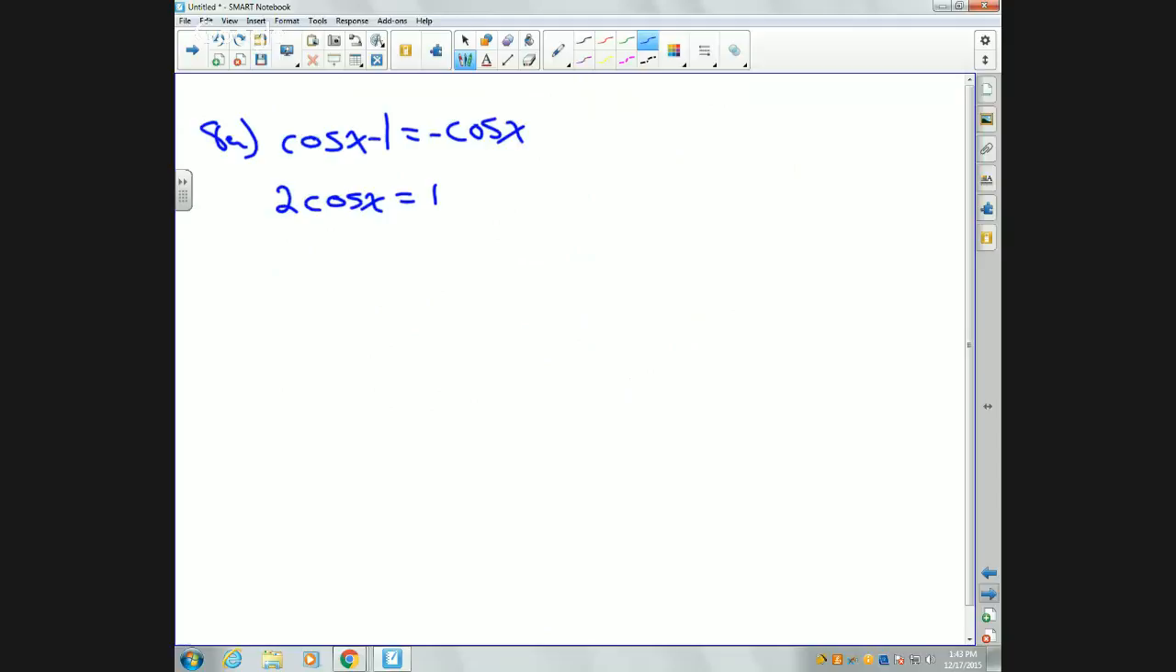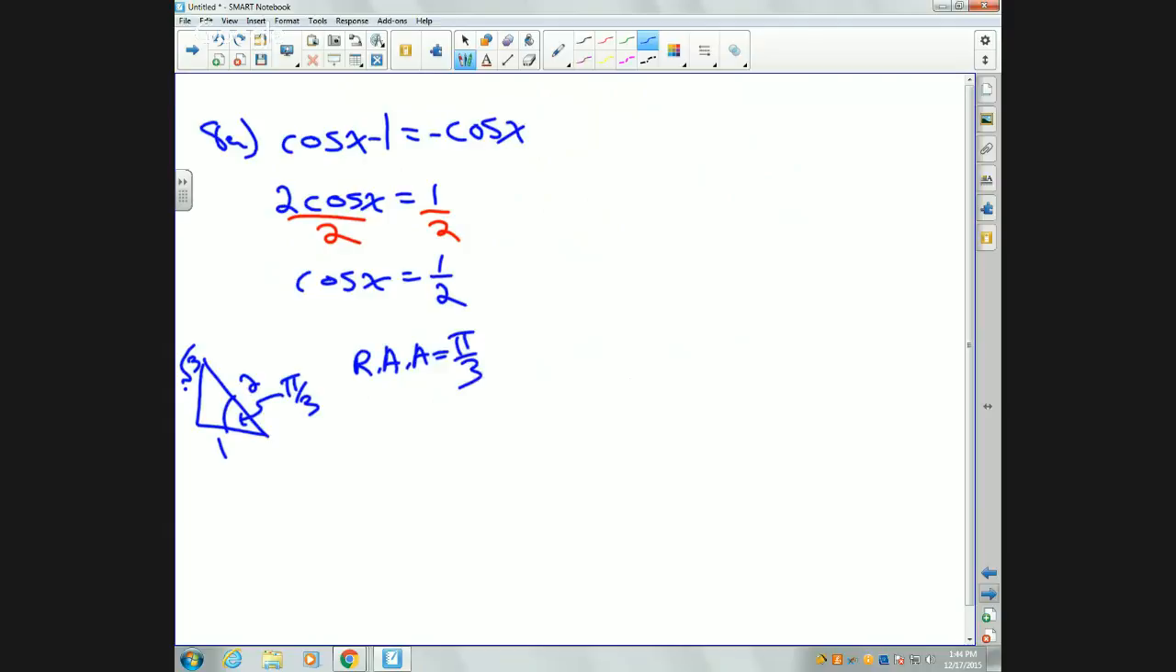Remember, our goal is to isolate for x. We want x on one side of the equation all by itself. So let's divide by 2. And we know that cos x equals a half. That looks like a special triangle: 1, 2, and a root 3. If the cos is going to be a half, we're talking about this angle down here, which is pi over 3. So the related acute angle is pi over 3. We want positive, so that happens here and here.